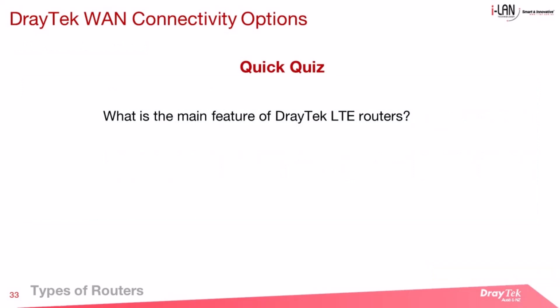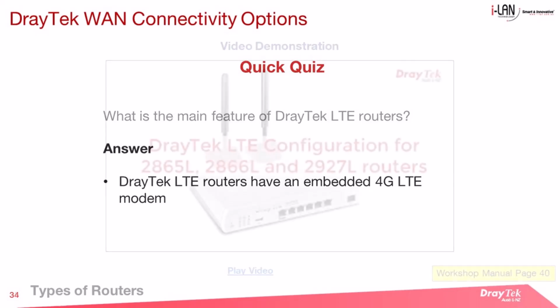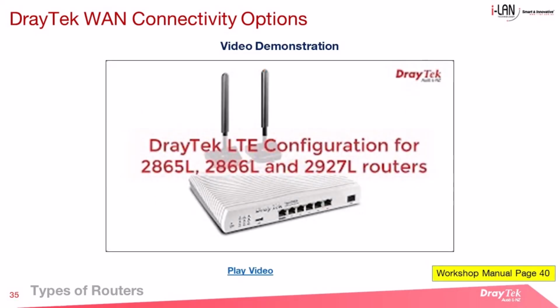So the main difference in LTE routers is that, as you answered, they have an embedded 4G LTE modem inside them. All right, that should be a bit clearer in this video that I'll play for you now. This video takes you through the configuration, including how to install the SIM.